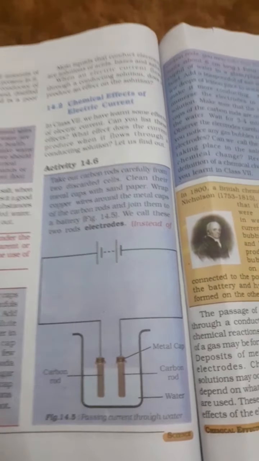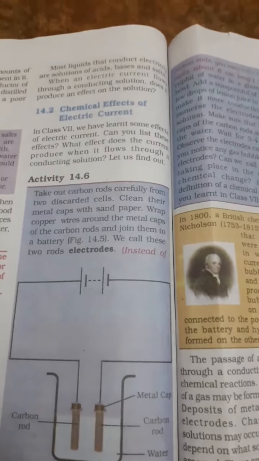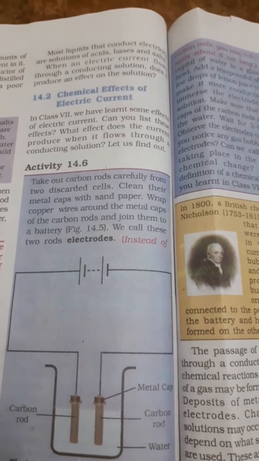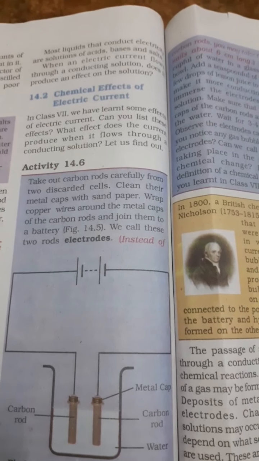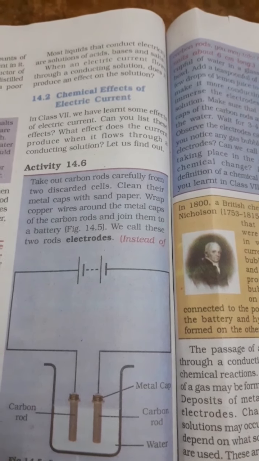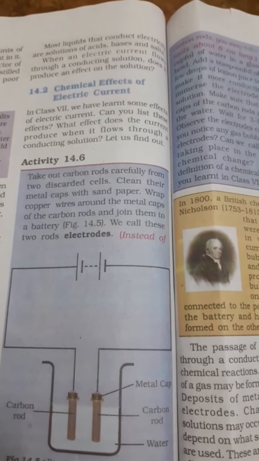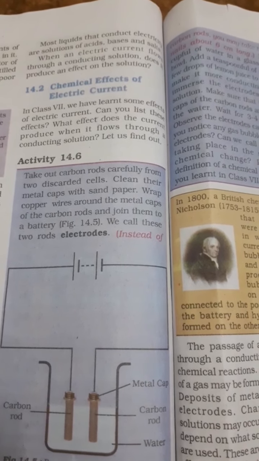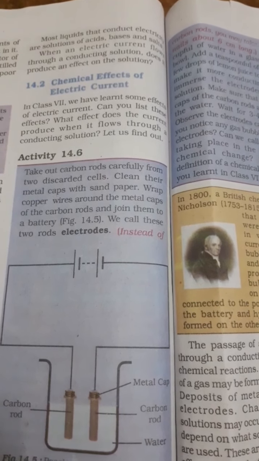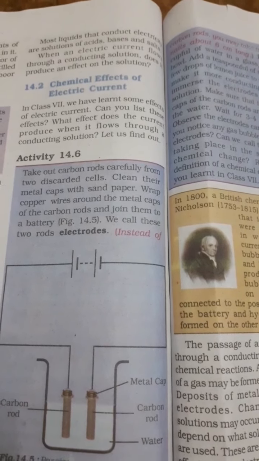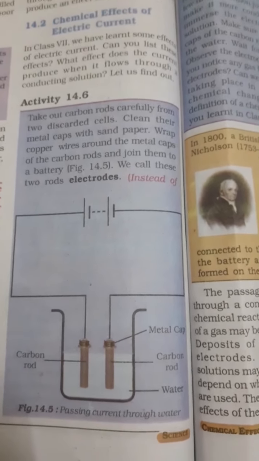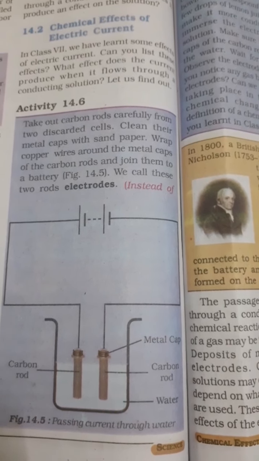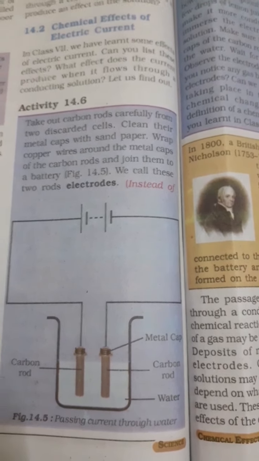You have to take out the carbon rods. They are in the discarded, drained out cells; you can open them and take out the carbon rods. We have to clean their metal caps with sandpaper, and also wrap some copper wires around the carbon rods, as shown in the figure, and join them to the battery.